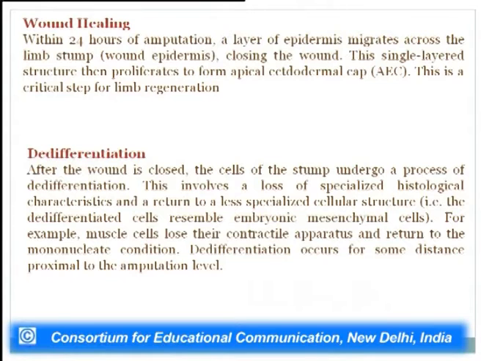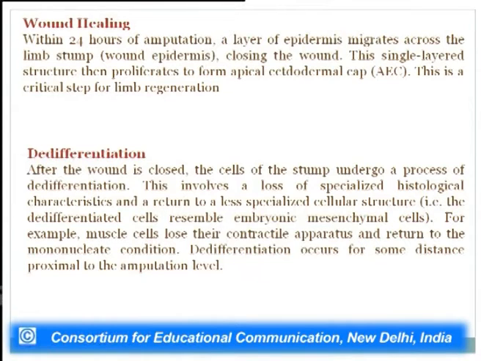Then occurs a process called dedifferentiation. After the wound is closed, the cells of the stump undergo dedifferentiation. This involves a loss of specialized histological characteristics and a return to a less specialized cellular structure. That is, the dedifferentiated cells resemble the embryonic mesenchymal cells. For example, muscle cells lose their contractile apparatus and return to the mononucleate condition. Dedifferentiation occurs for some distance proximal to the amputation level. So this is basically why we say it's a reactivation of the developmental process.